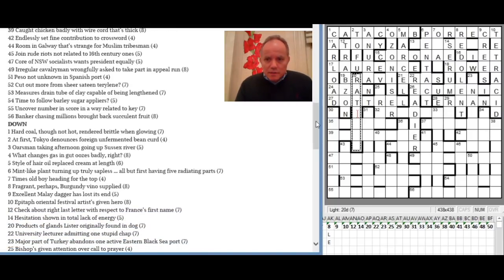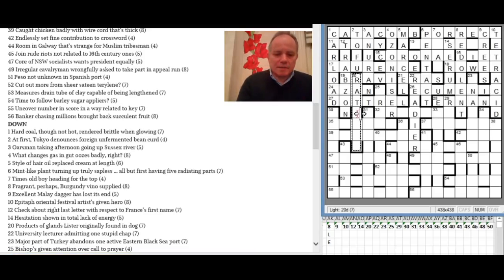20 down. Product of glands, begins with rat. Lister, originally found in dog. A ratter could be a dog, so Lister originally could be T. We've got a rattler, and I don't think that's a product of glands, I think that's a snake. So there's another swap going on.